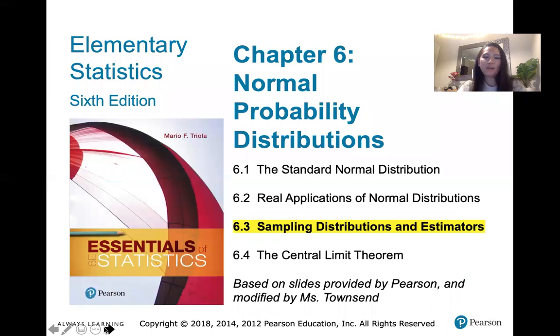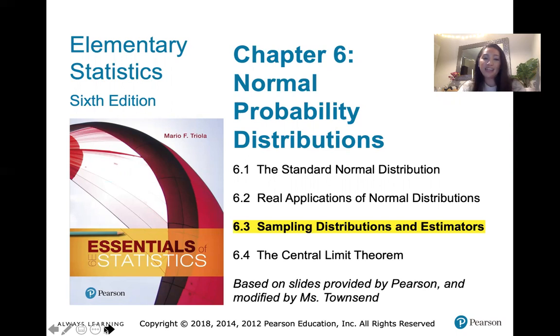Chapter 6 is about normal probability distributions. In 6.1, we introduced the idea of a continuous probability distribution, and then we talked specifically about normal probability distributions and the standard normal distribution. In 6.1, we found a correlation between areas under a curve and the corresponding z-scores. Then in 6.2, we said, well, what if that normal distribution is not a standard normal distribution? So what if the mean is not 0 or the standard deviation is not equal to 1? Because most normal distributions are not standard normal distributions.